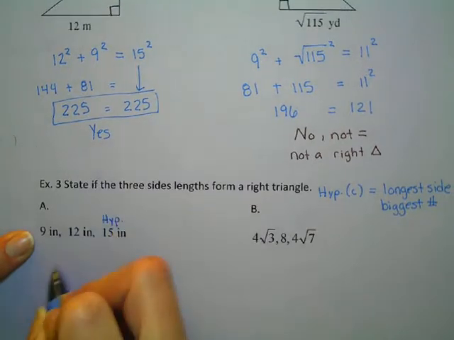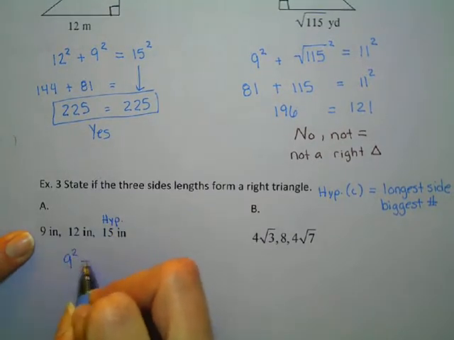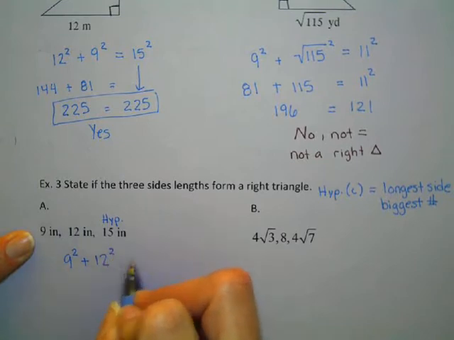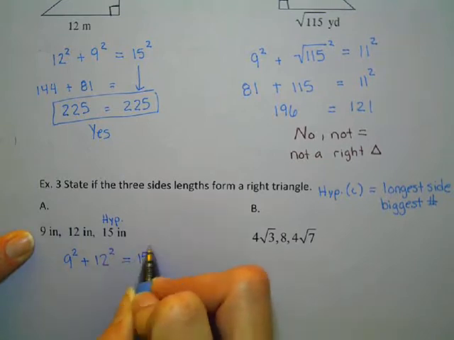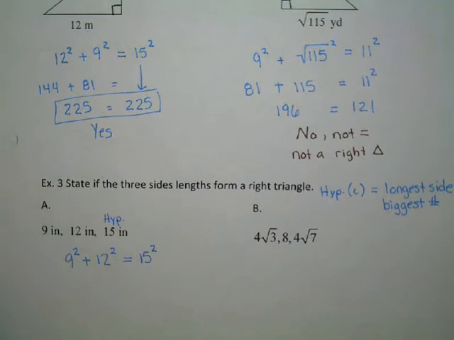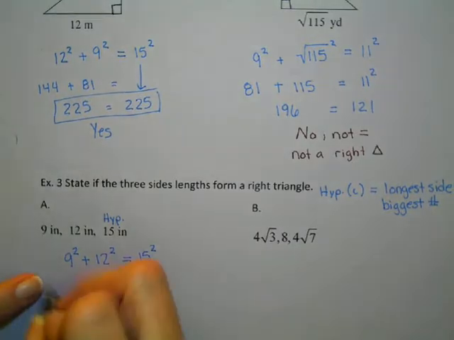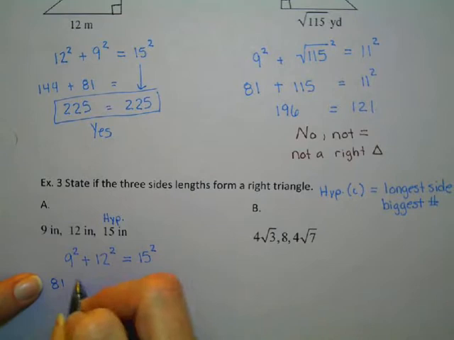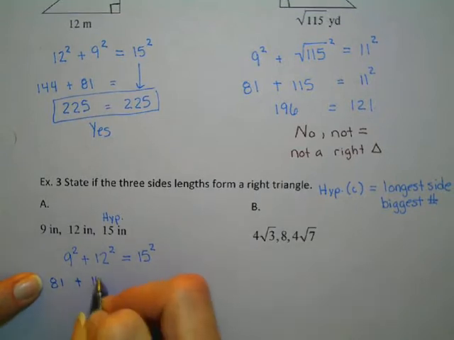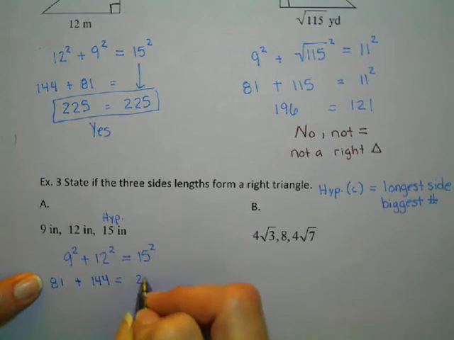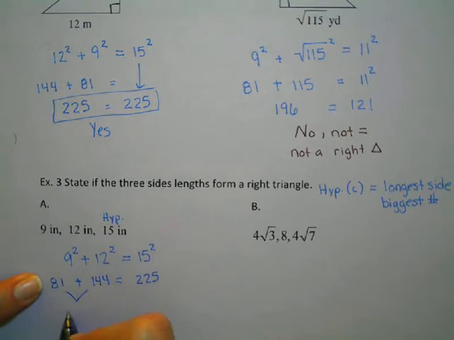So you want to see, does 9 squared plus 12 squared equal 15 squared? So let's see, 9 squared is 81, 12 squared is 144, and 15 squared was 225. So 81 and 144 add up to 225. 225, so the answer is yes, this one would make a right triangle.